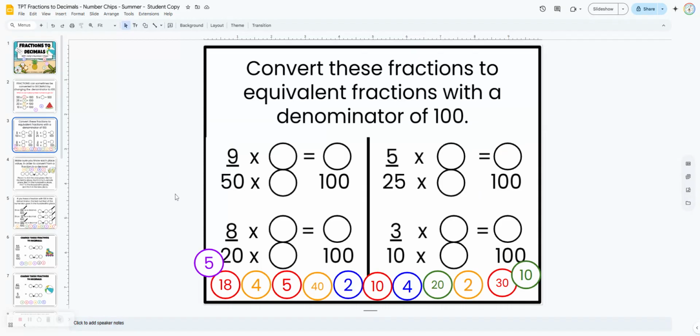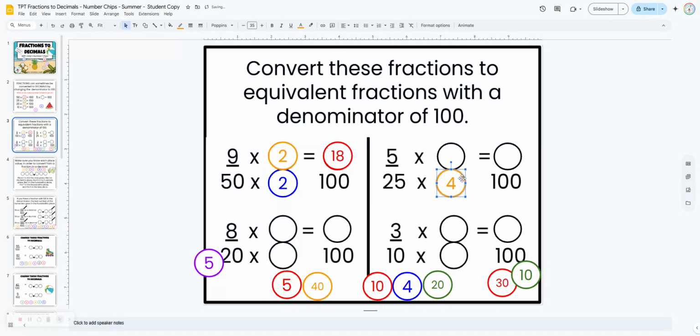So the next slide, they're going to be multiplying numerator and denominator by the same number in order to get an equivalent fraction with 100 in the denominator. So here we know we have to multiply 50 times 2. That means we also are going to multiply 9 times 2. And we get an equivalent fraction of 1800ths. They're going to do that with every single one of these. 25, we know we have to multiply by 4. So we have to also multiply 5 times 4, and we get an equivalent fraction of 20 hundredths. And again, remember, we're using every single number.